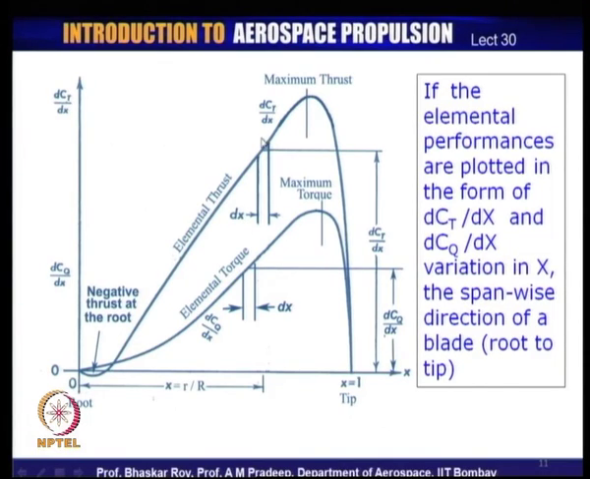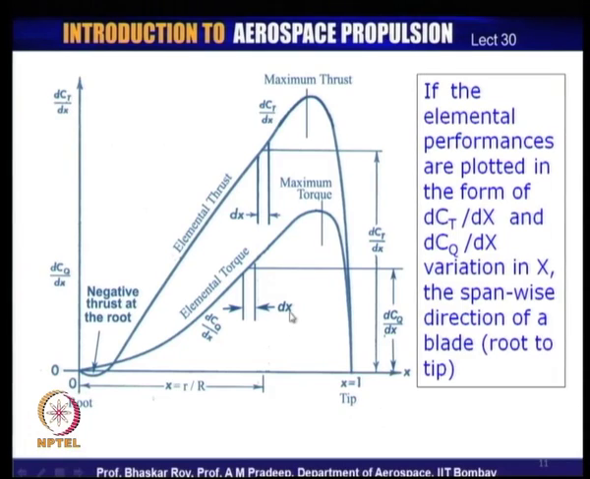And if we can show that there is a gradient of thrust coefficient and torque coefficient which can be found, and if they are plotted again from root to tip, we would get a characteristic curve like this for any particular propeller. So, the elemental thrust variation would look like this, and you would probably get a maximum thrust somewhere over here, and the elemental torque characteristics would look something like this, and you would get a maximum torque somewhere over here.